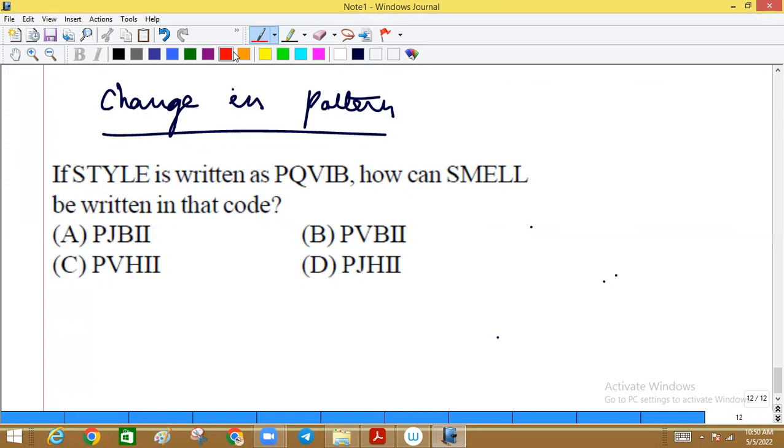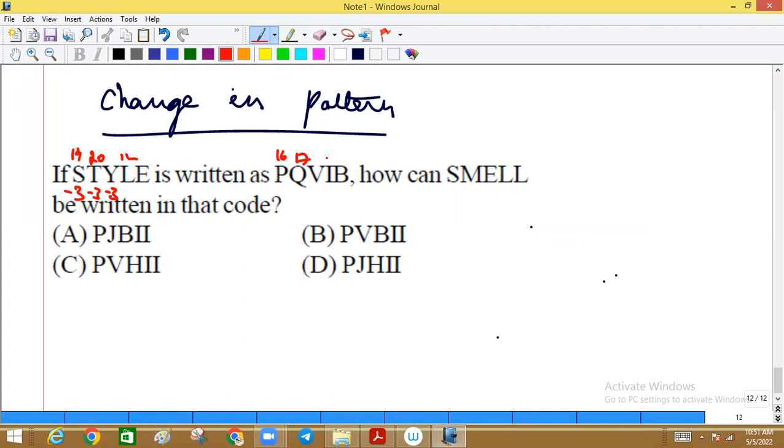What's the answer? So here you can see P. So S is how much? 19. P is how much? 16. So what is the difference? Minus 3. 19 to 16, we are decreasing, so minus 3. How much is T? 20. How much is Q? 17. So 20 minus 17 is again minus 3 because we are decreasing. Y 25, V 22. Again minus 3.